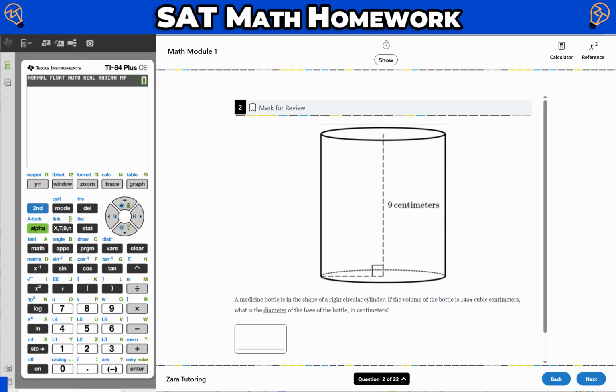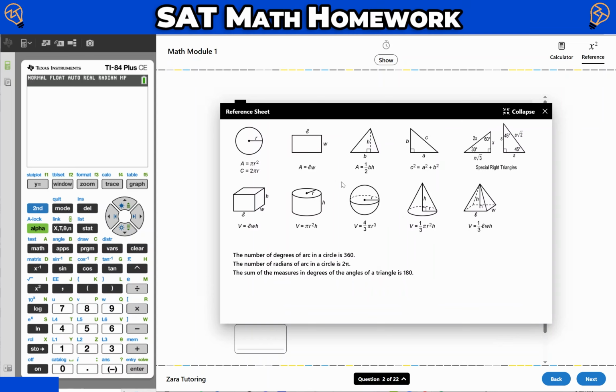Notice on this question, they're talking about a right circular cylinder, and more specifically, they're talking about volume. So let's go ahead and click on the upper right corner where it says reference and take a look at the formula for the volume of a right circular cylinder, which is right here. So the volume is pi r squared h.